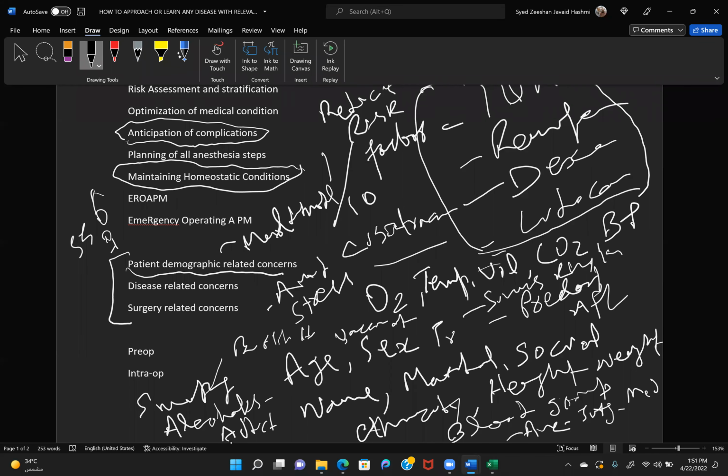So these are the small things which you should be looking at. When you see a 55-year-old female, your brain should be scanning what things can be there related to it. This is how you will be focusing on the patient related problems. Then disease related concerns we have already discussed, and shortly we will go into the surgery related problems.